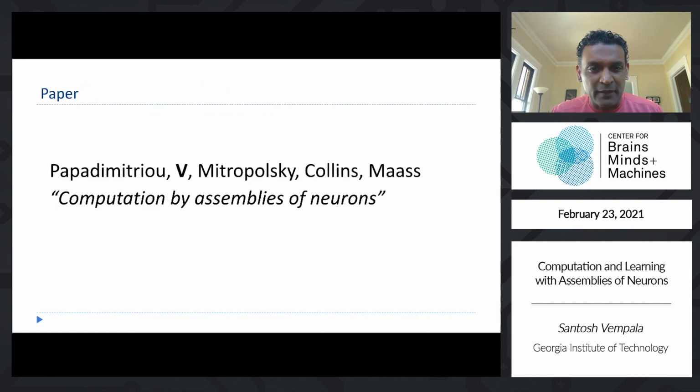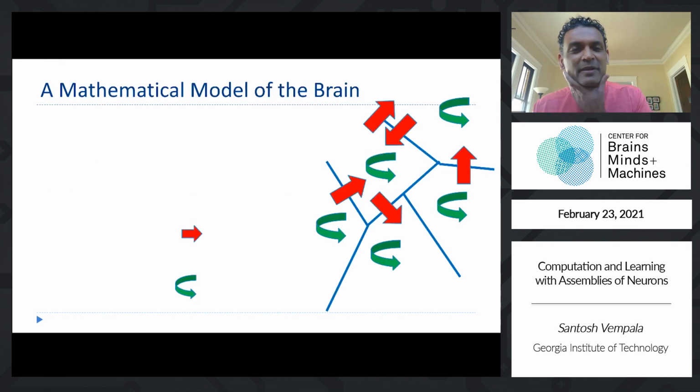There's a paper that came out last year based on our rigorous formulation of these ideas. It's called Computation by Assemblies of Neurons, with Christos, Dan Mitropolsky, who's a student at Columbia, Mike Collins, a language and natural language expert at Columbia, and Wolfgang Maass, who has been doing theoretical neuroscience for decades now. So I'll start right away with the mathematical model of the brain.